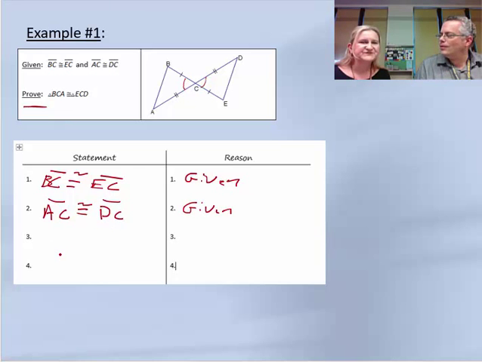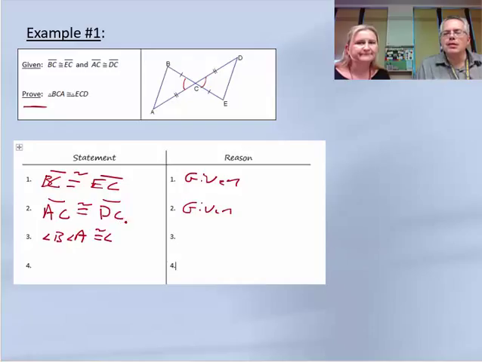We're halfway done. We just listed what was given. That's the easy part. Now we need one more thing. Our goal is to show these triangles are congruent. So we got two matching sides, but we need the angle in between. So angle BCA is congruent to angle ECD.